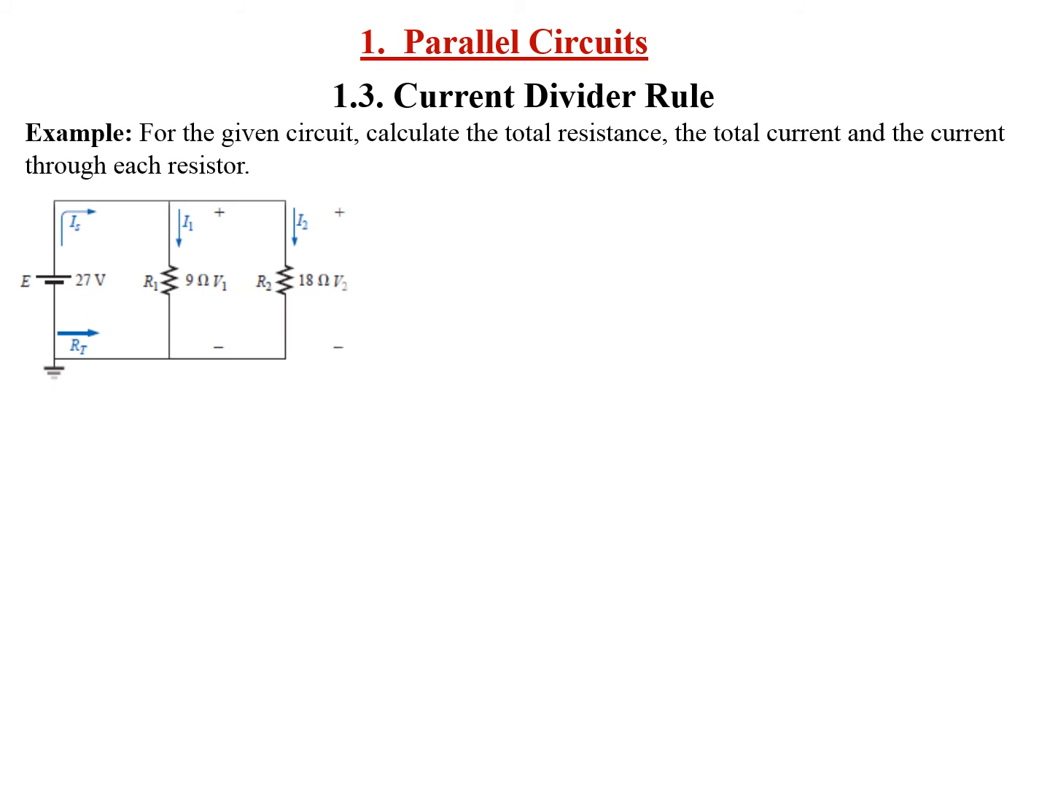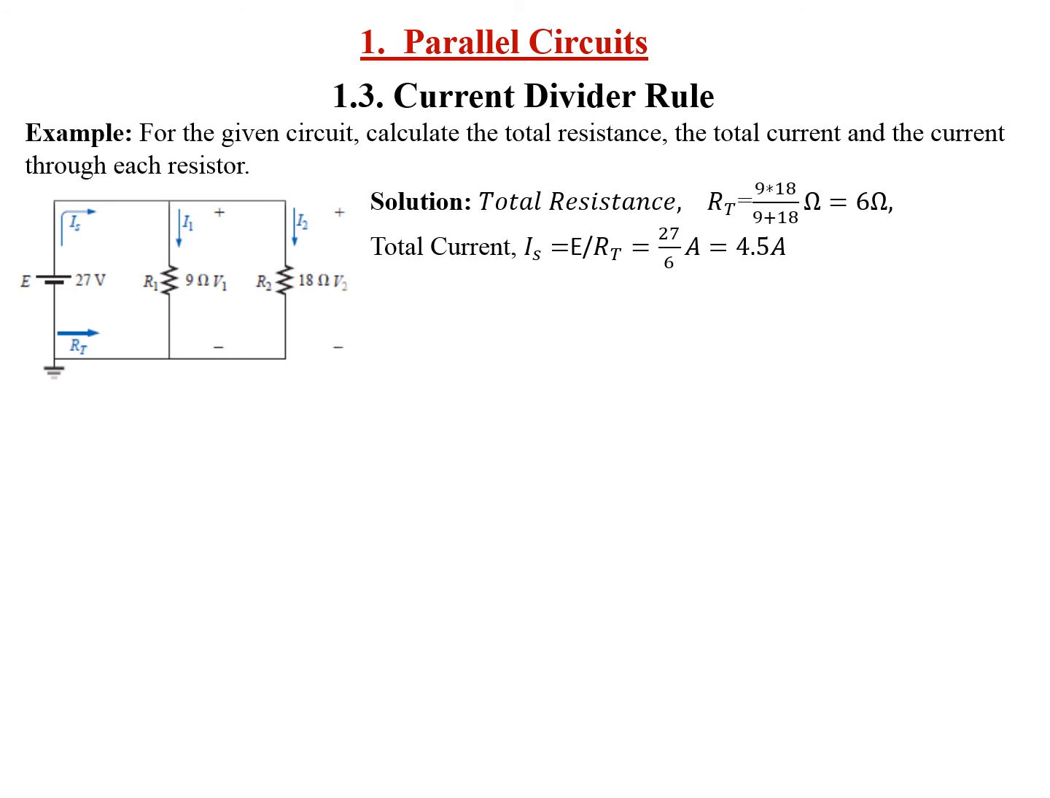We have that circuit with a source of 27 volts, and then currents I1, I2, and resistors 9 ohm and 18 ohm. So we want to calculate the total resistance and the current in the branch through each resistor. The total resistance RT is product over sum, which gives us 6 ohms for 9 and 18. Then the total current IS is E over RT, which becomes 27 over 6, which is 4.5.